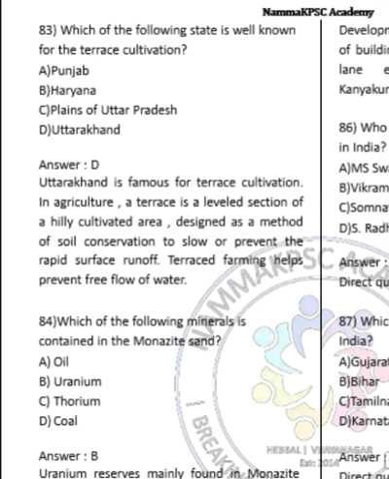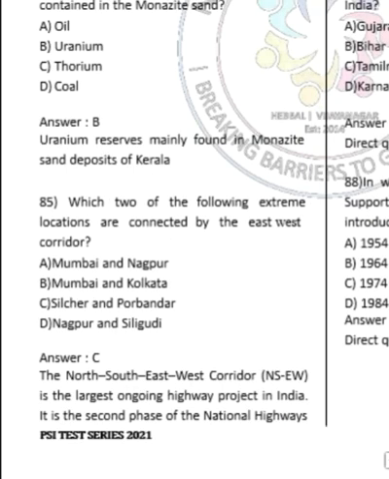Question number 83, it is asking which of the following states is well known for terrace cultivation? Answer is option D, Uttarakhand. Question number 84, it is asking which of the following minerals is contained in monazite sand? Answer is option B, uranium. Question number 85, it says which two of the following extreme locations are connected by the east-west corridor? So the answer here is option C, Silchar and Porbandar. In the answer key, I have given information regarding the east-west, north-south corridors. You can go through it.